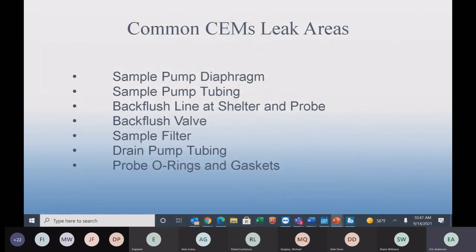Common CEMS leak areas: sample pump diaphragm, sample pump tubing, the back flush line at the shelter and probe, the back flush valve, the sample filter, the drain pump tubing, the O-rings and the gaskets. I mean, on the low temperature probe, those gaskets and O-rings, believe me, last a long time. I've seen them go over 10 years without people changing the filter.